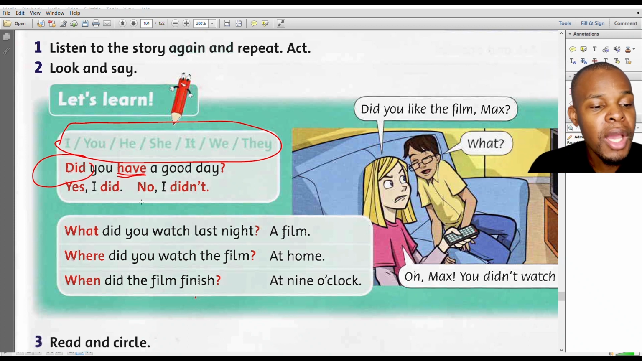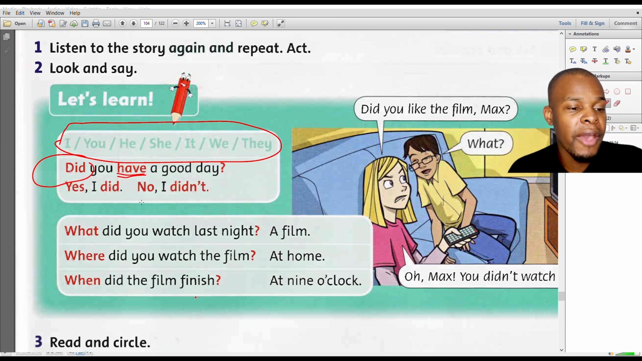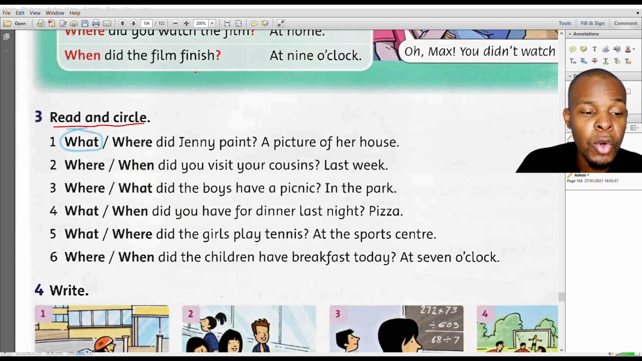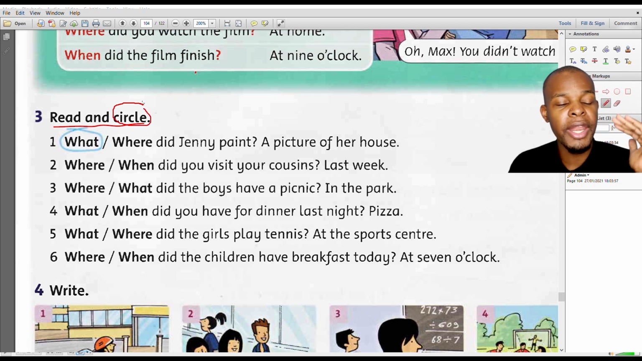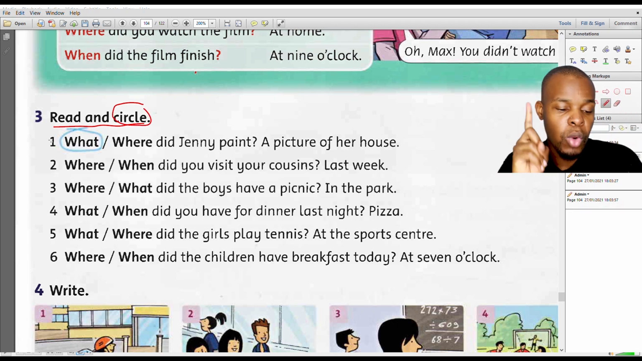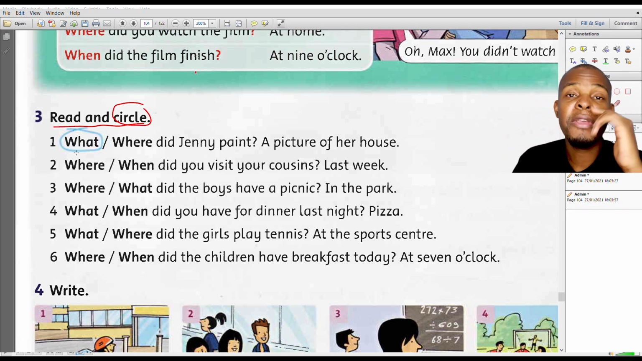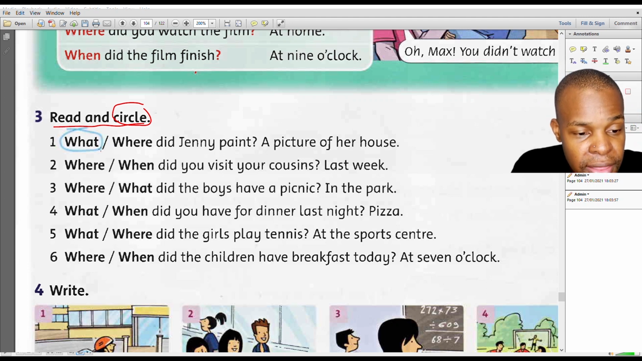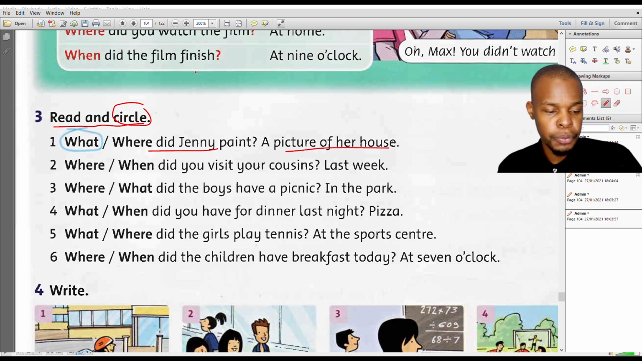All right, so now we are going to look at this part where you have to read and circle the correct answer. You're going to choose either of these. You will circle one of each on every question. But before you choose which one, you have to read this and you read this too.